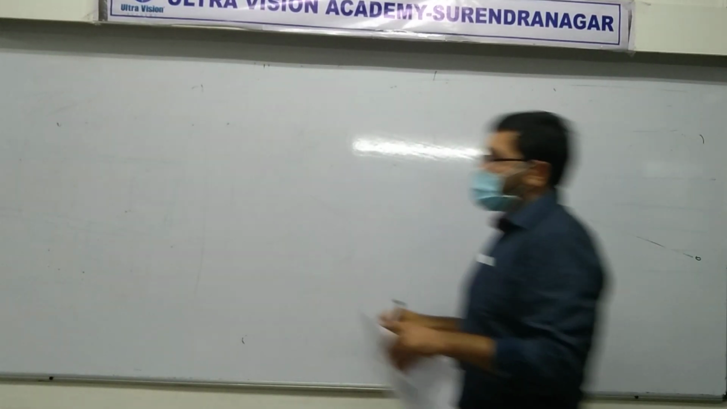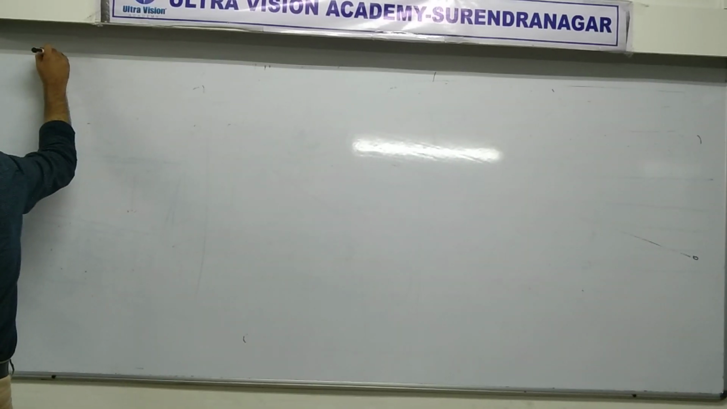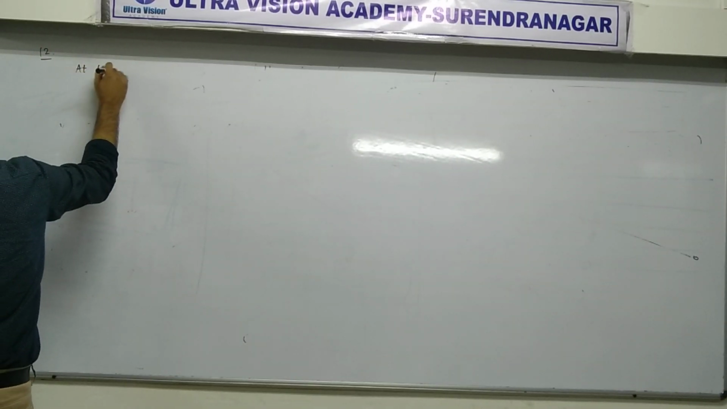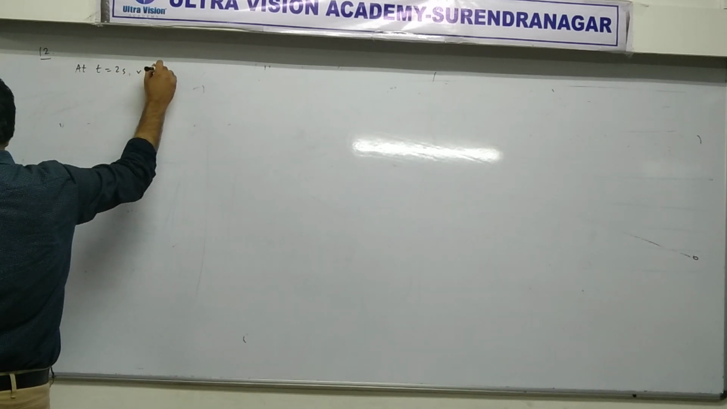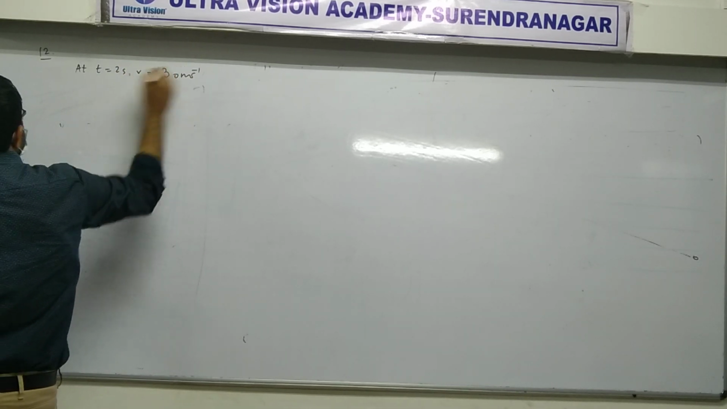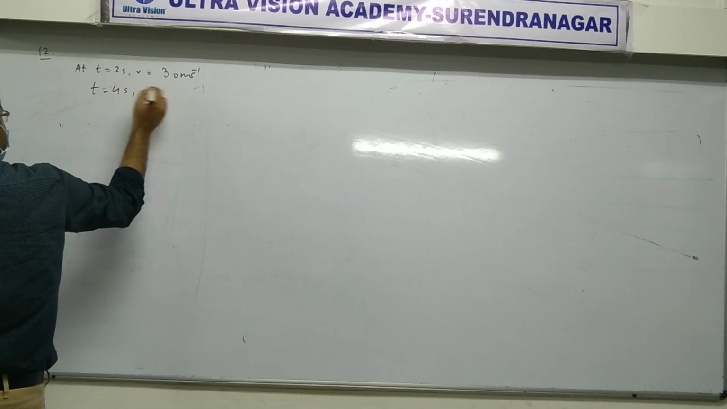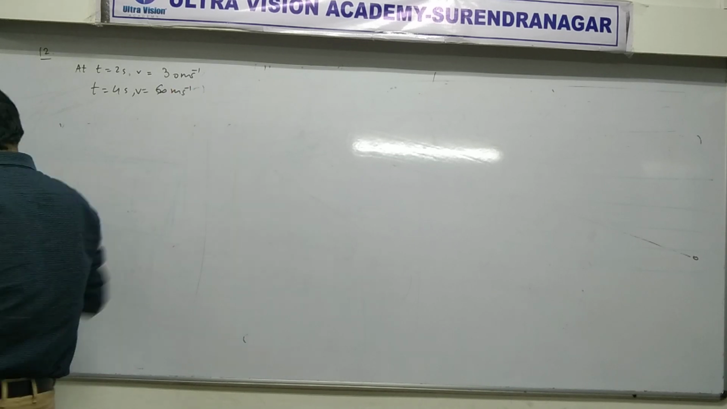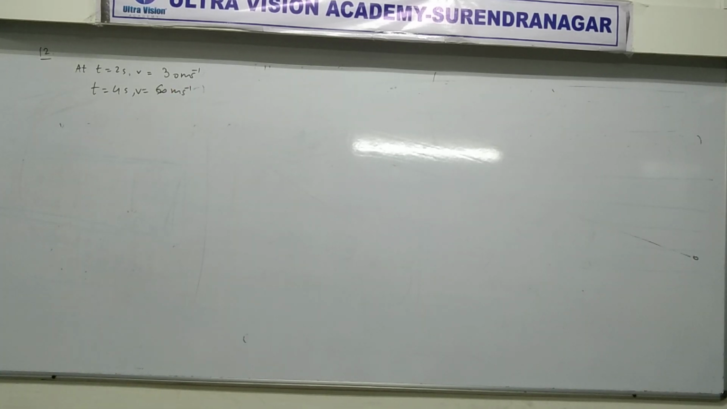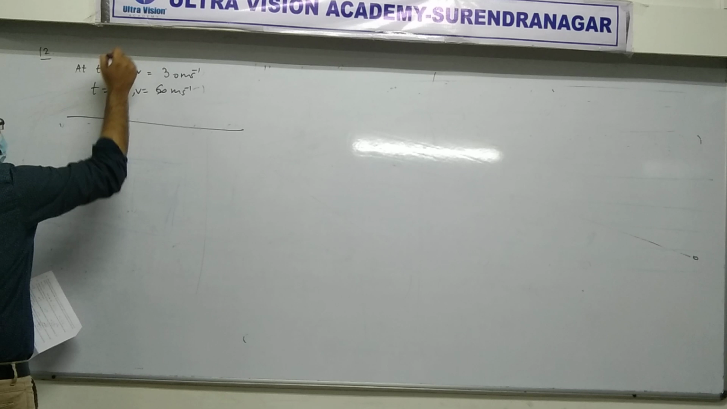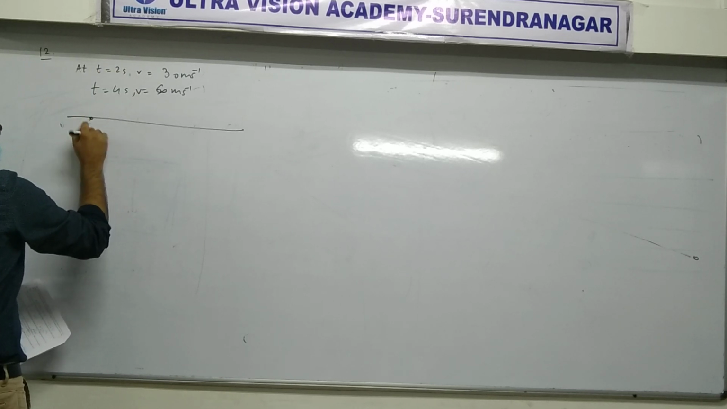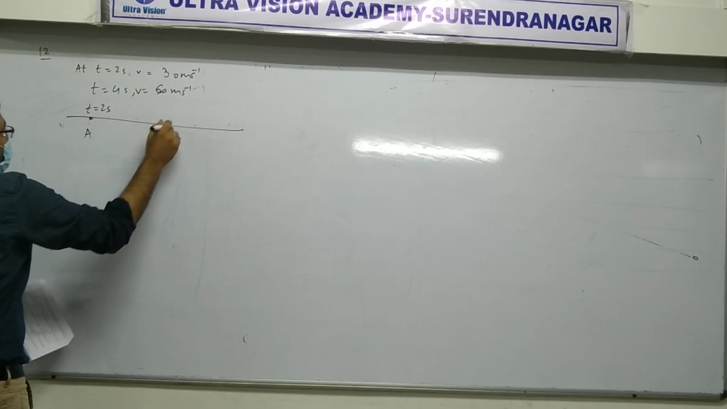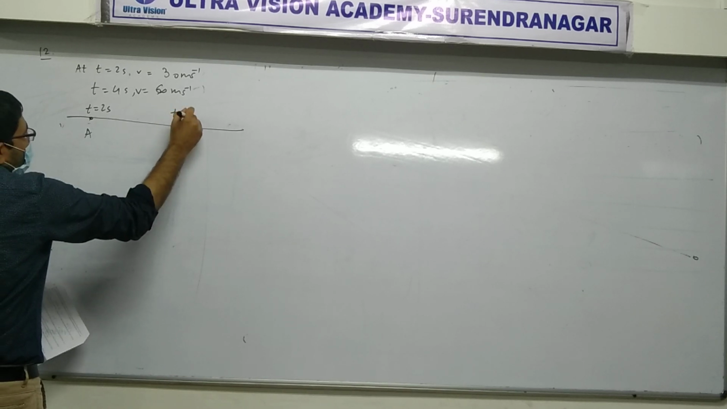So, can you find its acceleration from this data? At t equal to 2 seconds, velocity was how much? 30 meters per second. At t equal to 4 seconds, the velocity becomes 60 meters per second. So, can you find out its acceleration from this data? Is acceleration constant? Yes or no? Yes. So suppose it was at point A at t equal to 2 seconds and now it is at point B at t equal to 4 seconds.